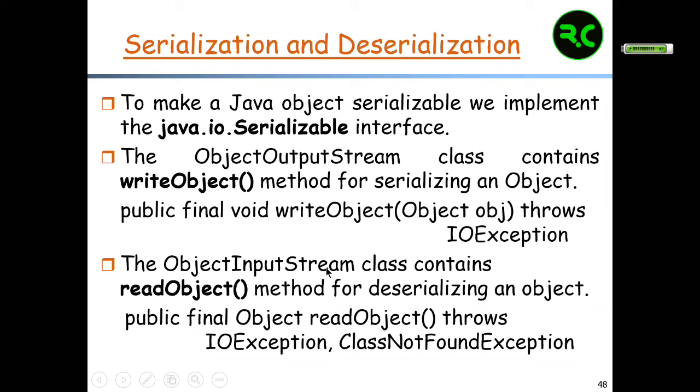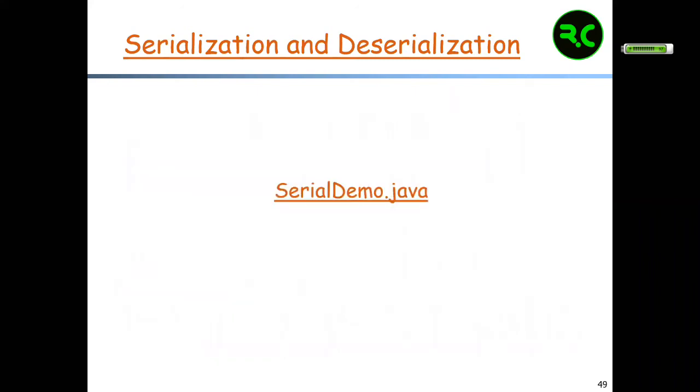And the ObjectInputStream class contains the readObject method for deserializing any object. So the writeObject and readObject methods are used to serialize and deserialize the objects. Okay, so here we have a SerialDemo.java file.